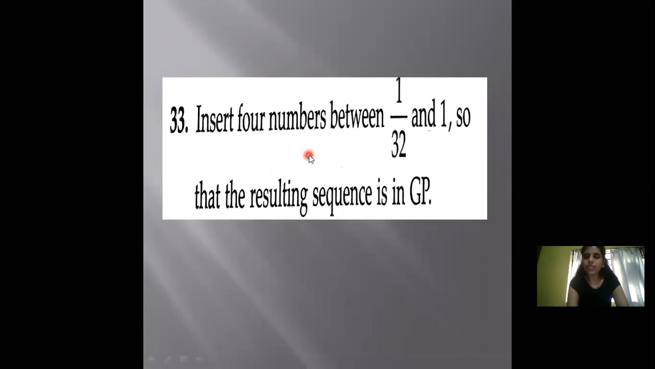Insert 4 numbers between 1 upon 32 and 1. So the resulting sequence is in GP. Now you have to insert 4 numbers. The first number is given to you, the last number is given to you, and you have to insert 4 numbers between 1 upon 32 and 1. So the resulting sequence is in GP.